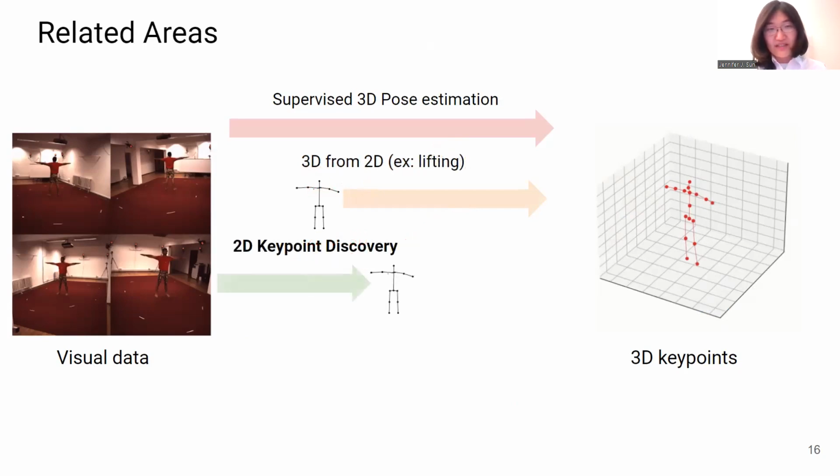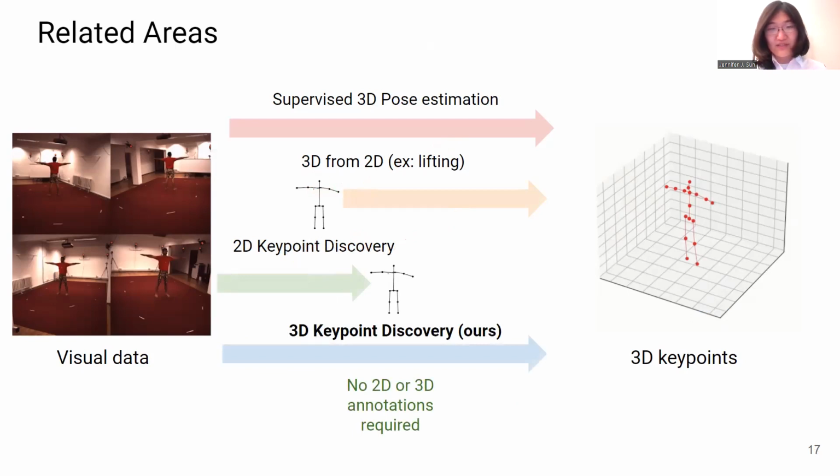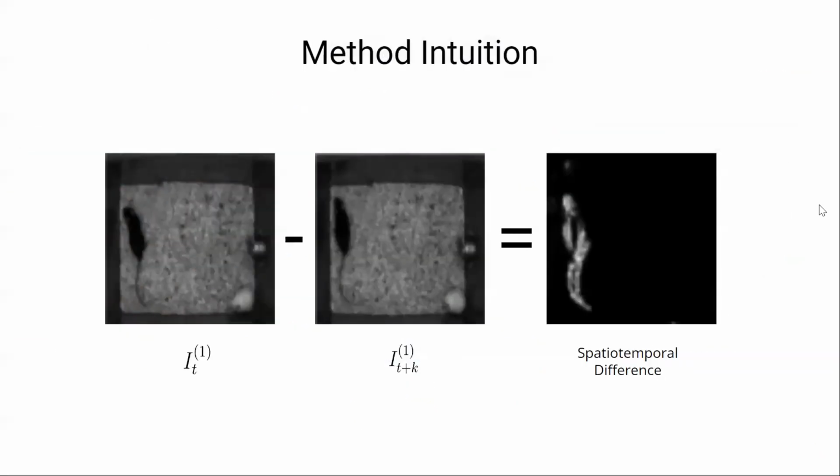For 3D keypoint discovery, another related area is 2D keypoint discovery. And previous methods in 2D keypoint discovery have often used visual data, often from a single view, to discover 2D keypoints or skeletons of these organisms. Our work aims to do 3D keypoint discovery without requiring either 2D or 3D annotations. So now, as compared to 2D keypoint discovery, our method leverages information across multiple different views in order to discover 3D keypoints instead of 2D keypoints. Next, I will pass on to Emil to explain to you the details of our method, various results, as well as the conclusion. Thanks, Jennifer.